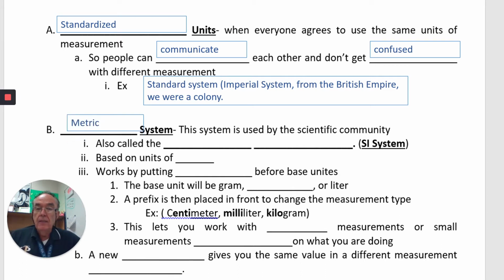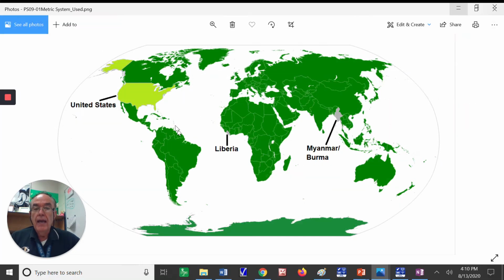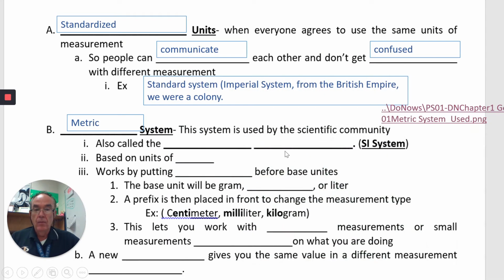The metric system is the system used by the scientific community and also really the rest of the world. And when I say it's used by the rest of the world, I have this map showing the places where it's used. And you can see that all the countries in green are where the metric system is used. The only exceptions are Liberia and Myanmar. The United States is kind of in this light green because we use both. We have the metric system, and then we have the leftover imperial system from when we were a British colony.